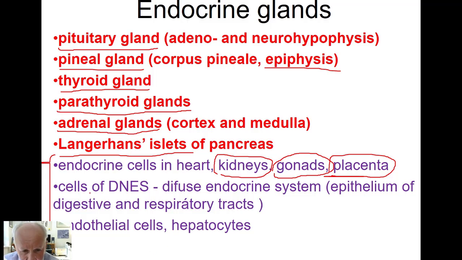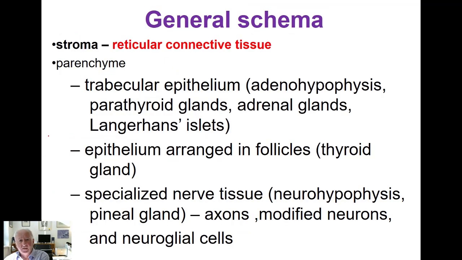The abbreviation diffuse neuroendocrine system you have heard already, together with the respiratory passages, I think, and with the digestive tube. So let's concentrate mainly today on those red colored endocrine glands.